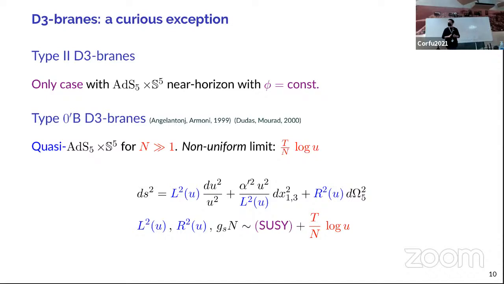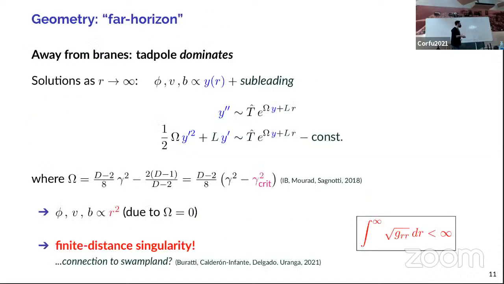So apart from this case, regardless of the subtlety, as I anticipated, the far away region is completely universal because it's dominated by the tadpole instead of the fluxes. And so one can study the resulting equations of motion, doing some asymptotic analysis of them, and one finds that the blow up of the various dynamical functions is such that the singularity occurs at a finite proper distance.